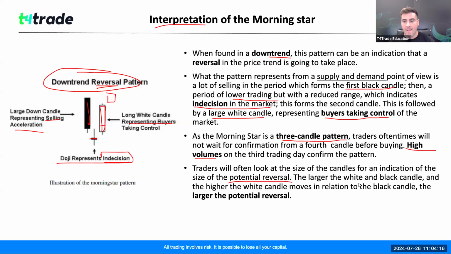So the larger the white and black candles are, and the higher the white candle moves in relation to the black candle, the larger the potential reversal. Okay, pretty self-explanatory, easy for you to comprehend. I assume and I hope.